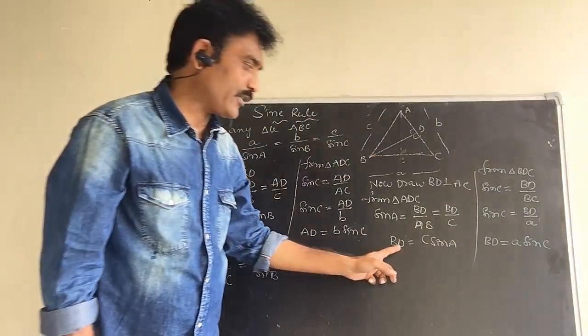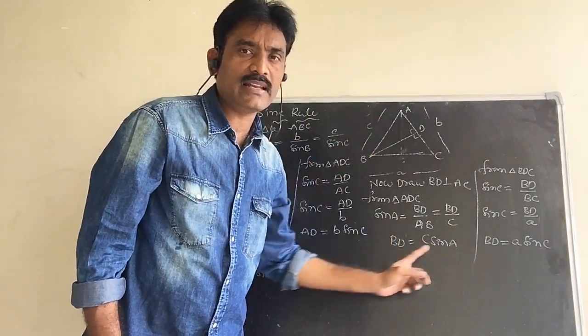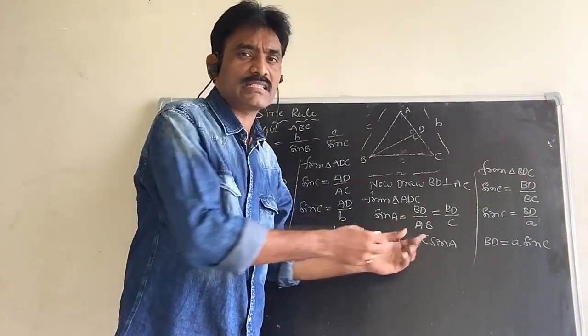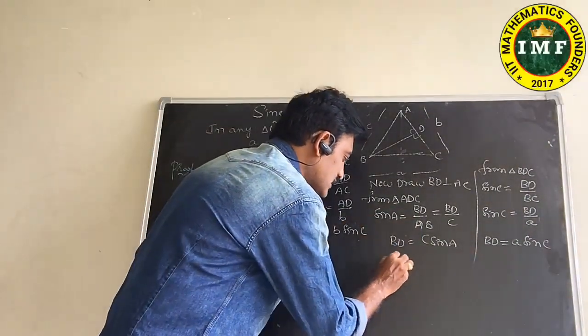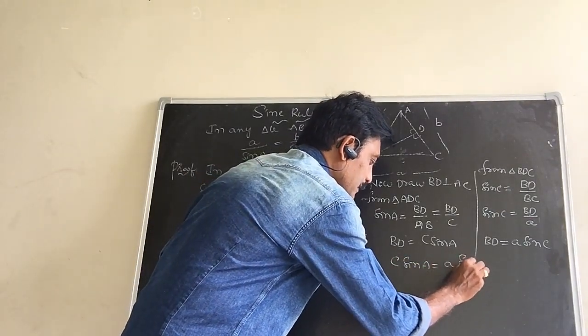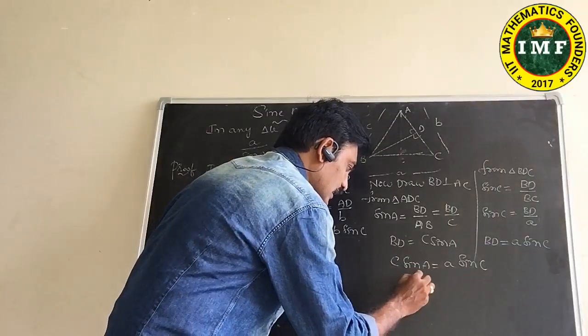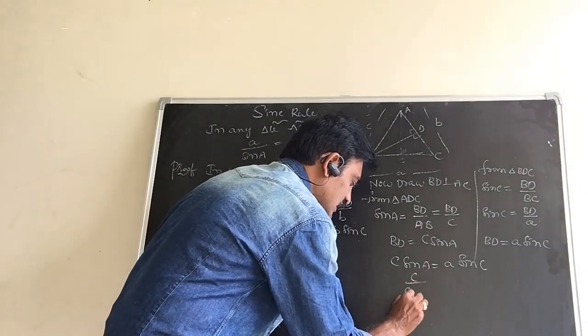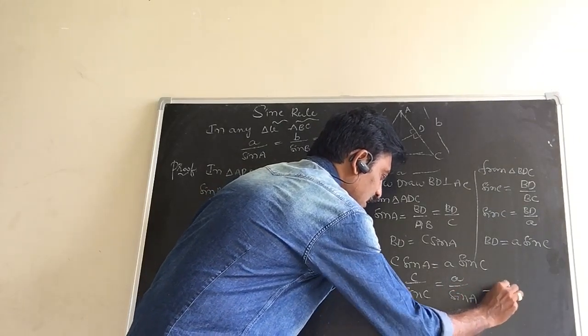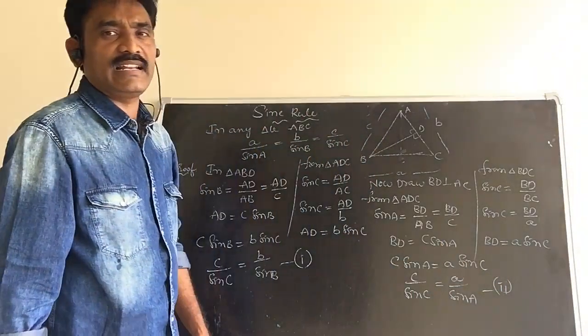If you observe from these two conditions, their LHS values are equal, so I am equating their RHS values. Then what we can get? c sin A is equal to a sin C. By interchanging the terms, we get c by sin C is equal to a by sin A. I am taking this as the second condition.